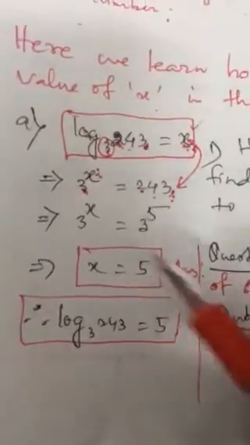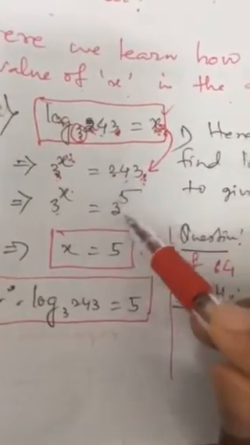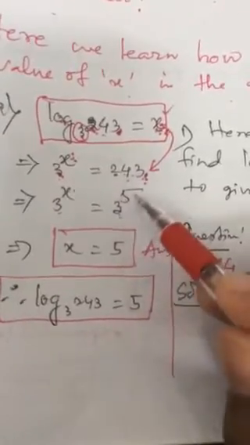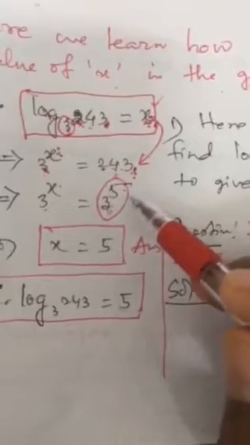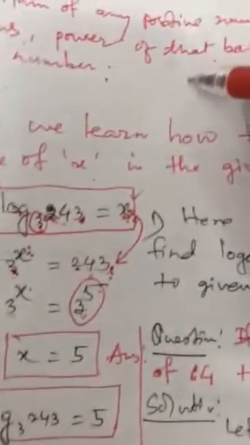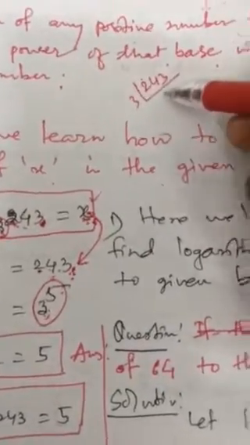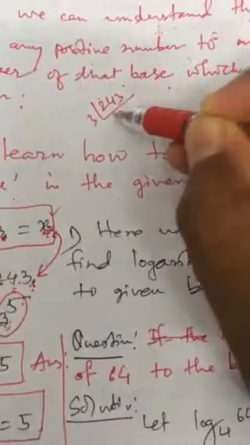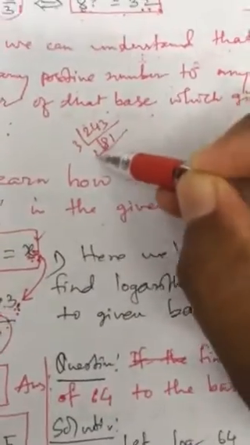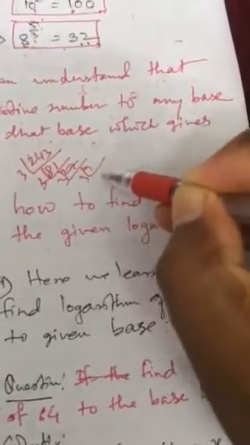So here, indices we have already learned. We have to make the same base, 3 to the power x. So 243 is also converted into its index form. How to convert it to index form? Very simple. 243, you just take out factors like this. 3 8s are 24, 3 1s are 3, 3 27, 3 9, 3 3.